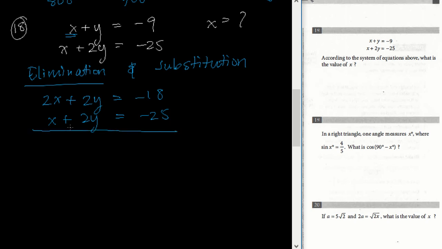And like I said, we're going to subtract them. You'll see the two y's cancel, and we're left with x is equal to negative 18 minus negative 25, which is 7. So this is how we would solve problem 18.